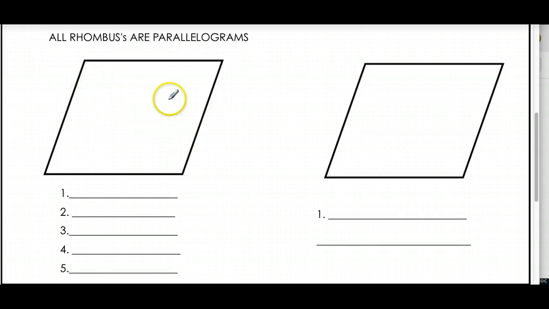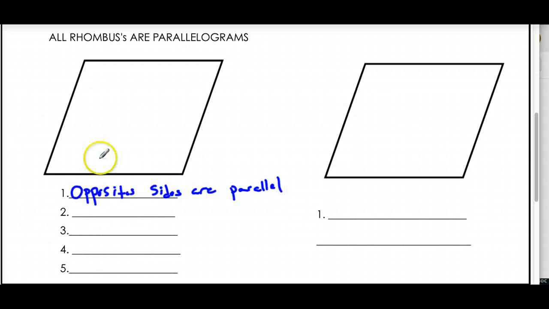And since a rhombus is a parallelogram, it shares all the properties of a parallelogram. Let's go over our 5 properties of a parallelogram again. 1, opposite sides are parallel, right? That's our first property of a parallelogram. Opposite sides are parallel. That is true for every parallelogram, so that is true for a rhombus as well.